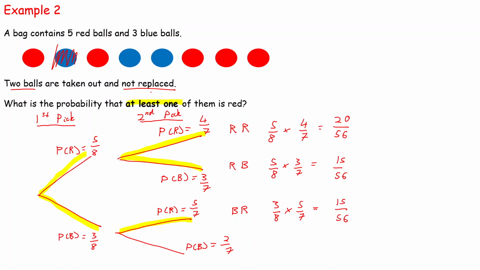To work out the probability that at least one of them is red, you just add up your 3 options together. So we're going to sum those together. When adding fractions, you add the tops together if they've got the same denominator, which they do. They're all out of 56, so we're doing 20, add 15 is 35, add 15 is 50. So our total is going to be 50 out of 56. And that there is our answer.